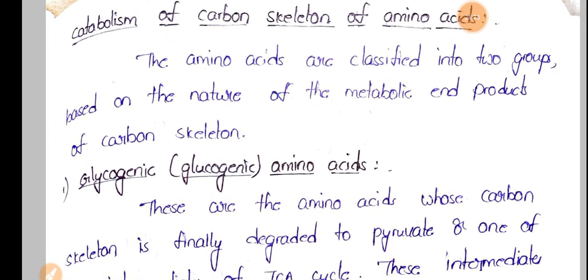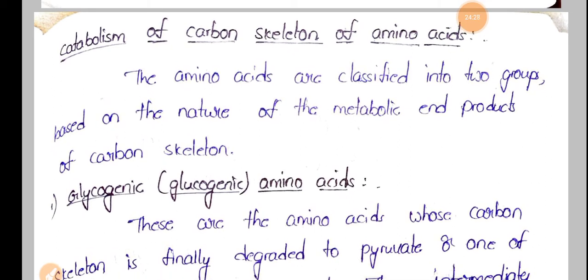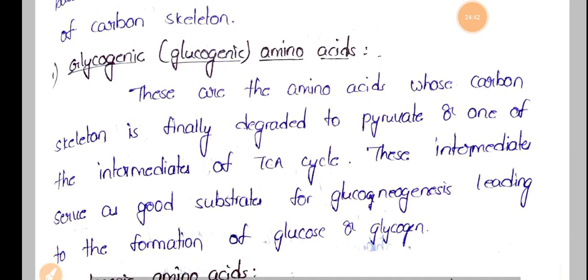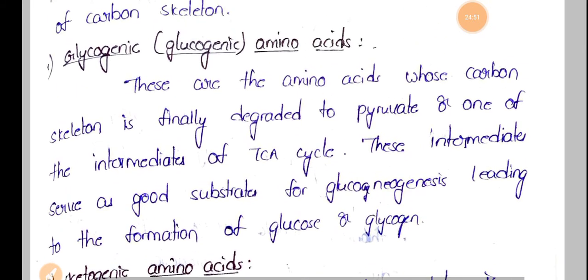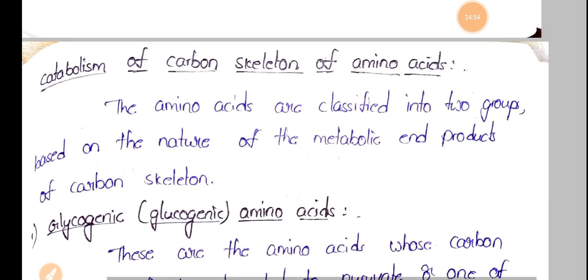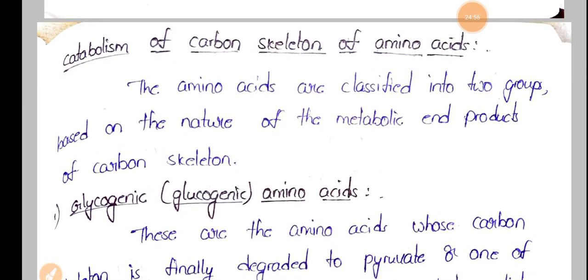So hope you understood well about this urea cycle, and now let's see a small topic related to amino acid metabolism. Based on the catabolism of the carbon skeleton of amino acids, we can distinguish these amino acids into glycogenic and ketogenic. So let's see what are these glycogenic amino acids and ketogenic amino acids.